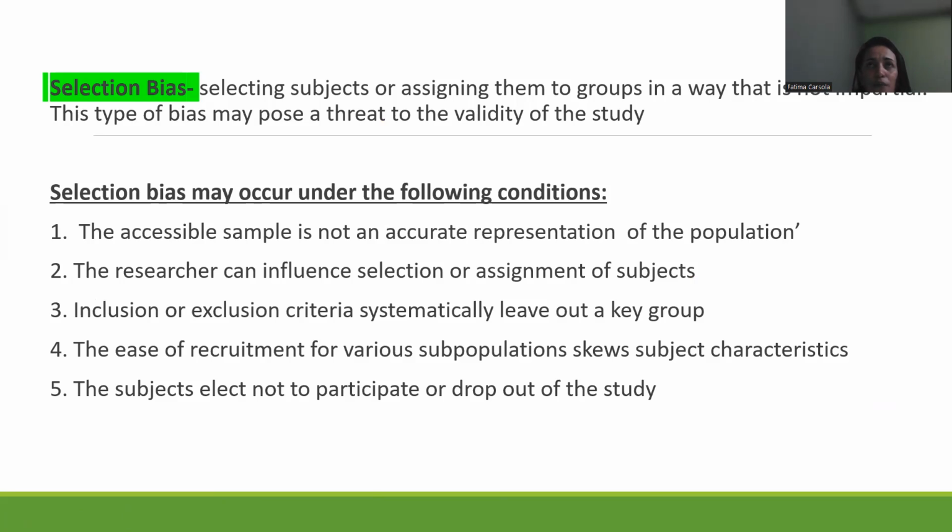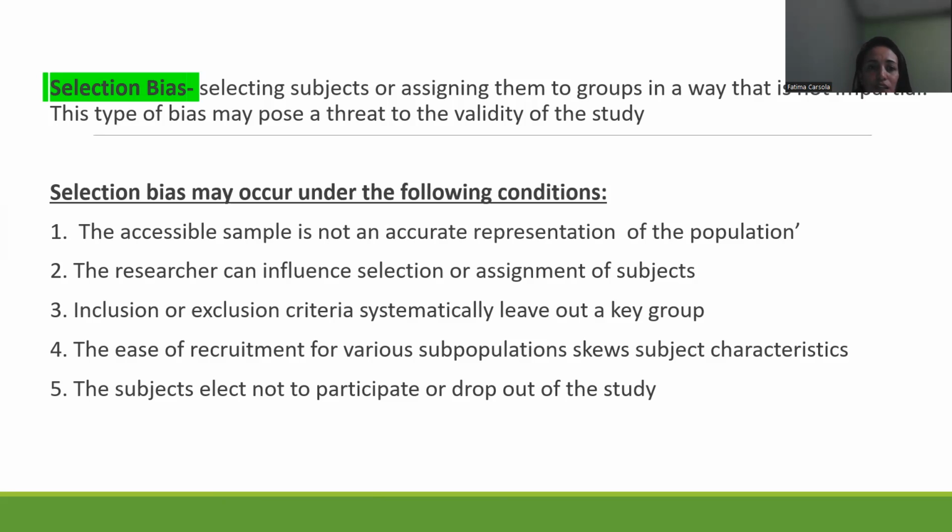So, you might have your population, but the accessible sample that you have might not be enough, or it could not be an accurate representation of the population. The researcher can influence selection or assignment of subjects. The researcher could also have some biases here. And you have inclusion and exclusion criteria that systematically leave out a key group.